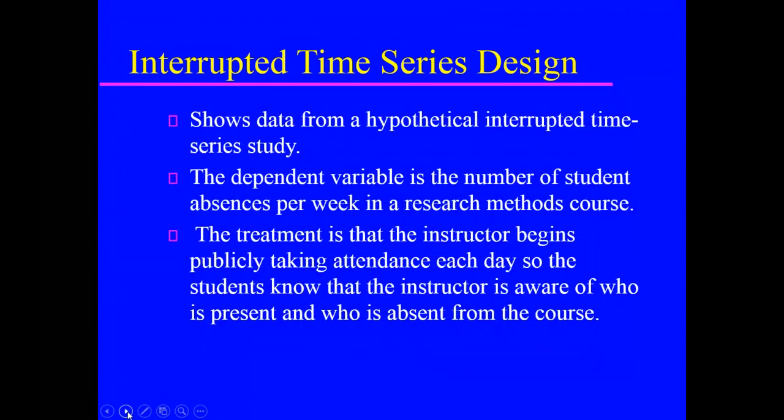This shows data from a hypothetical interrupted time series study. So the dependent variable is the number of student absences per week in the research. So the treatment is that the instructor begins publicly taking attendance each class period. So the students know that the instructor is aware who's present and who is absent from the course. So because it's public, the students will know who's there and who's not, and the instructor will know. It will have an impact on the number of student absences. Next slide.